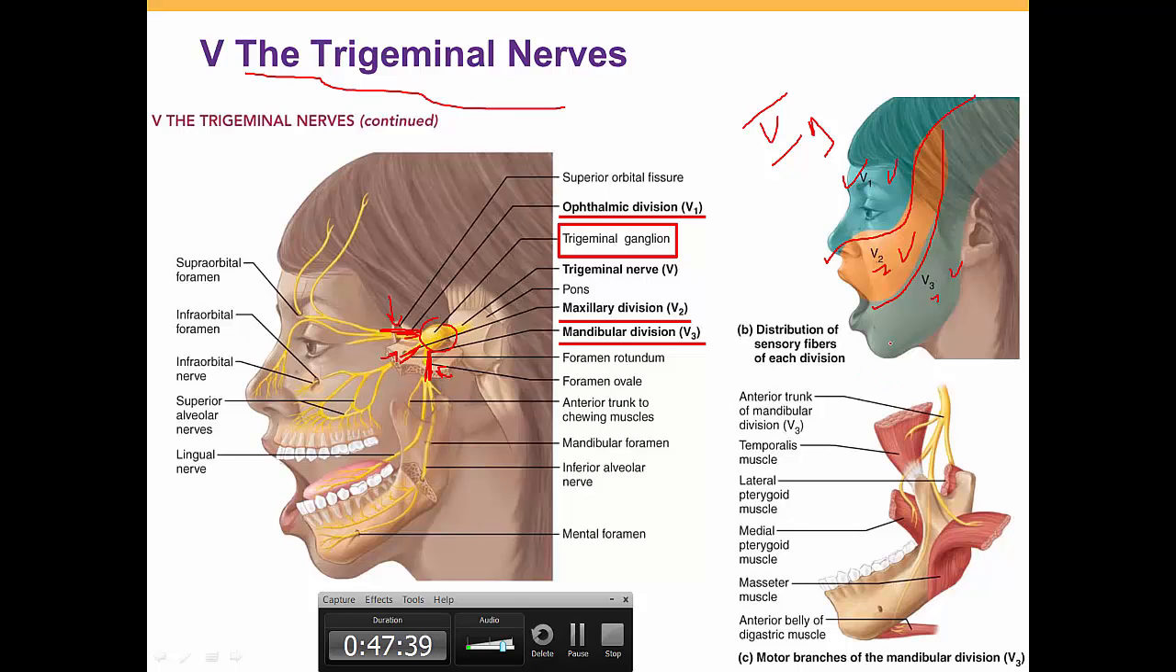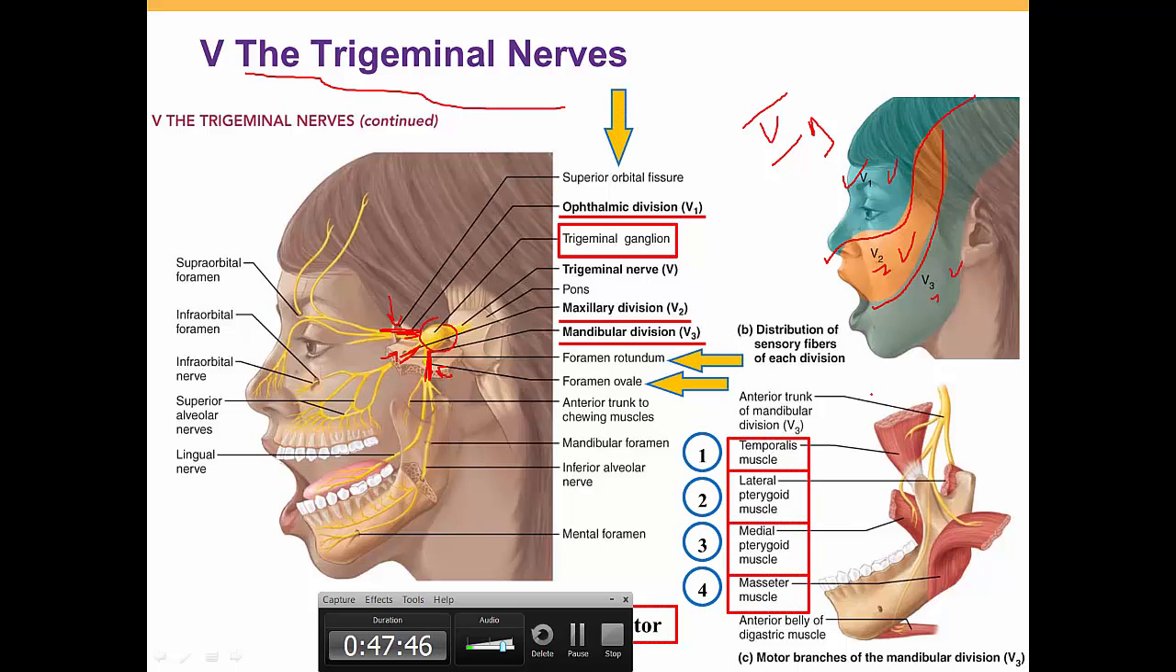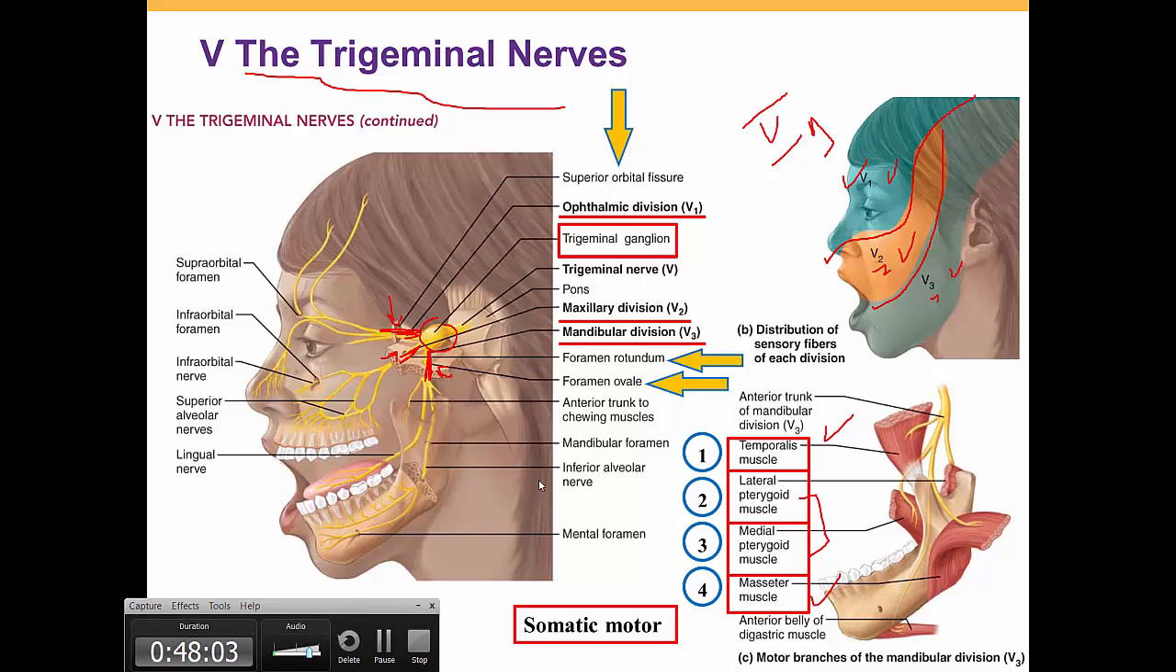In addition to their sensory innervation, they also supply muscles of mastication, and these muscles of mastication are 4. We have temporalis muscle and the masseter muscle, which we saw in the lab. We have also the 2 pterygoid muscles, which we did not see. We have the medial and lateral pterygoid muscles. So all these muscles are supplied by trigeminal nerve, all these 4 muscles.